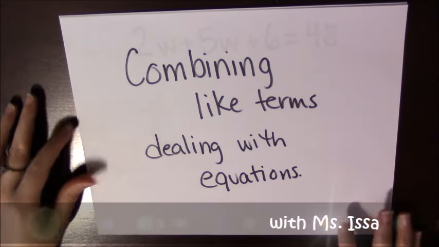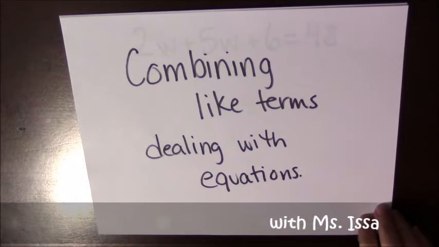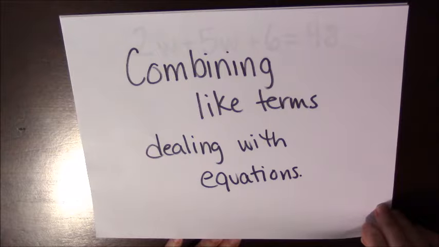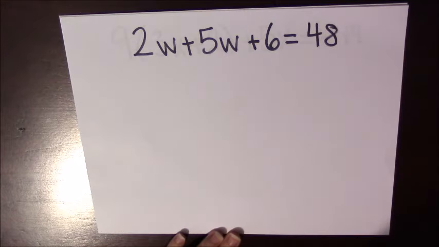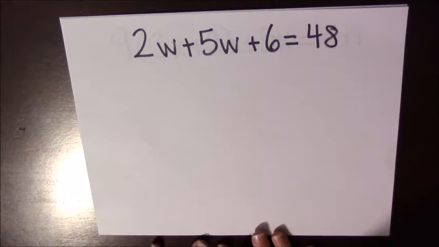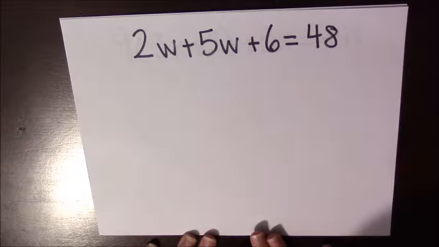Today we're going to talk about combining like terms when dealing with equations. Combining like terms means there's going to be more than one coefficient and variable in our problem. The very first thing we do when we see an equation is read it. So we have 2 times w plus 5 times w plus 6 equals 48.